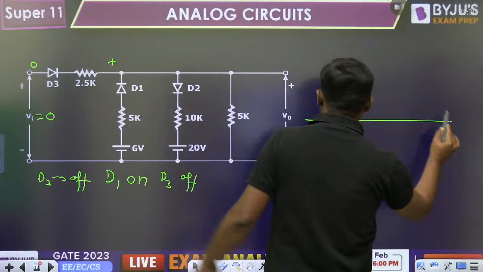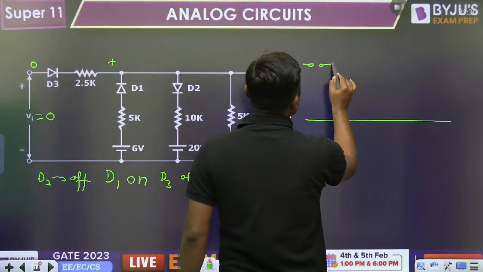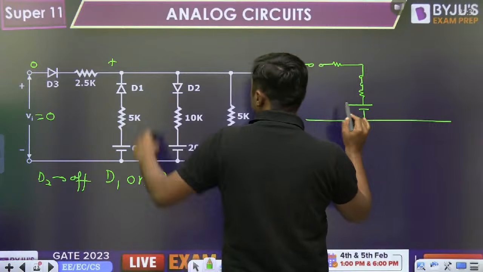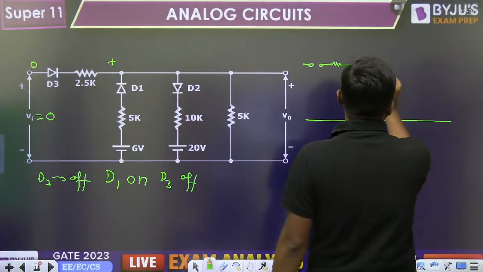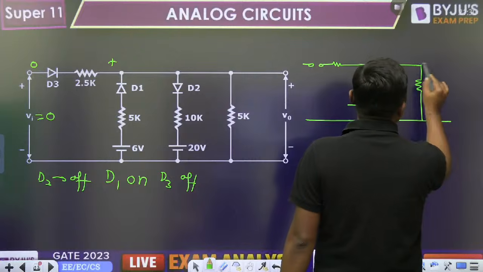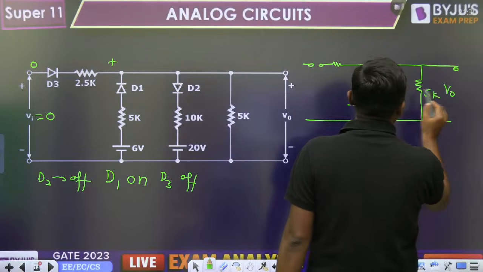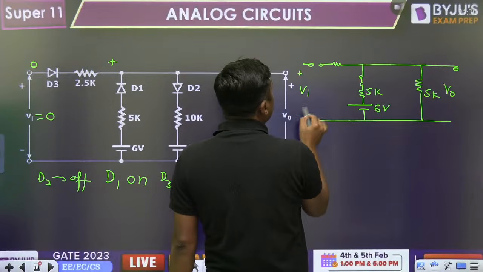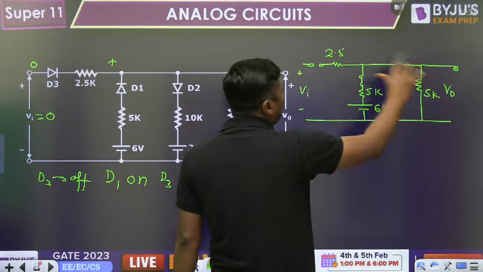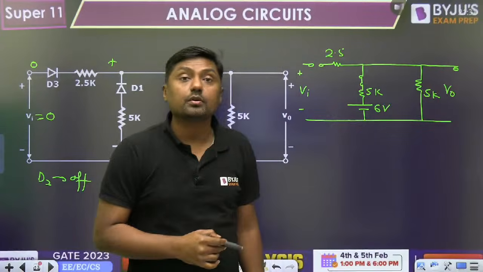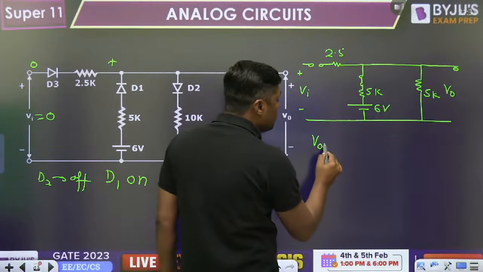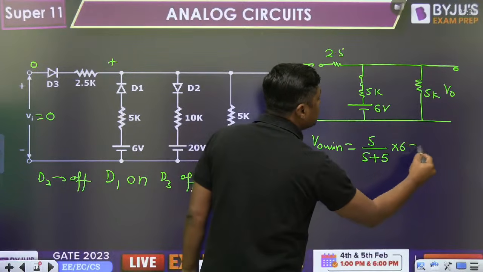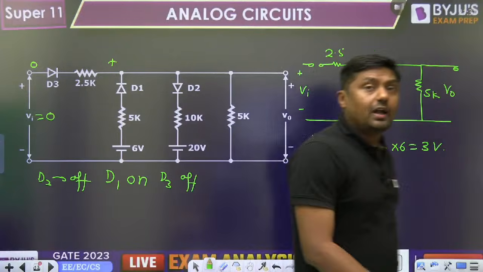Make a proper diagram. This diode is off, remove it. This diode is on, it will act as a short circuit. Remove this branch. Now, what is the V0? This is 5 kilo ohm, this is 5 kilo ohm, and this is the 6 volt. This VI is disconnected here, so there is no use of the 2.5 kilo ohm. Use the voltage division rule and you can find the V0. V0 minimum is equal to 5 divided by 5 plus 5 into 6, that is nothing but 3 volt. So the minimum value is 3 volt.